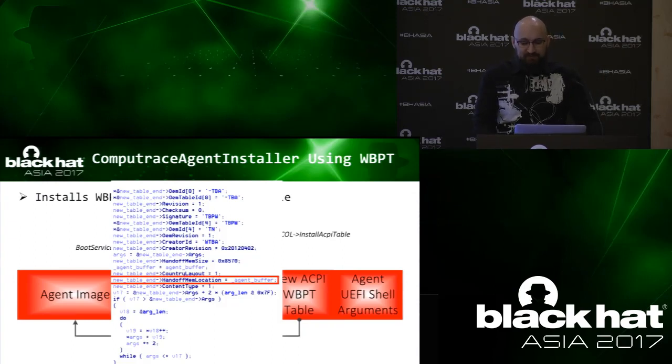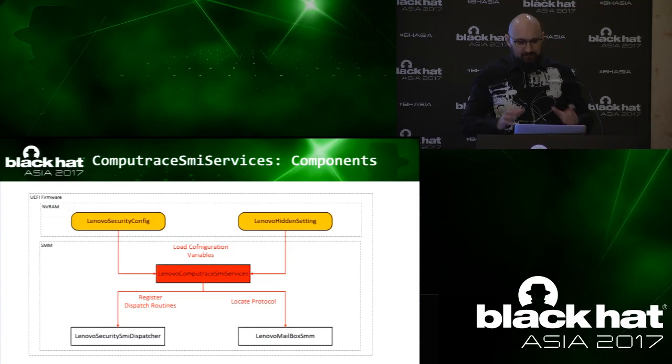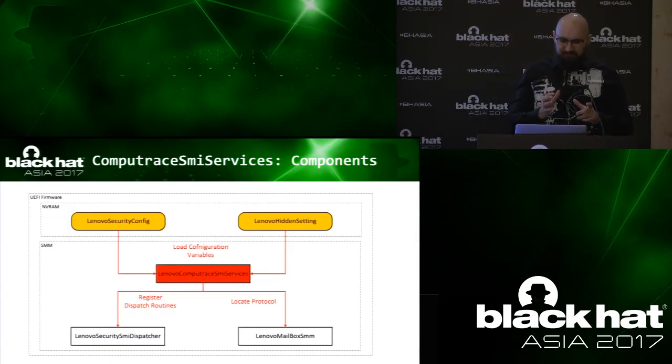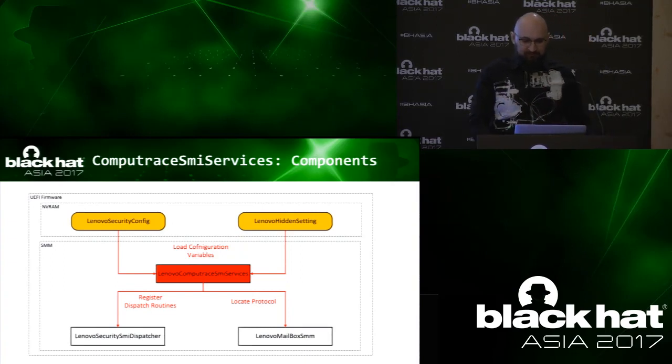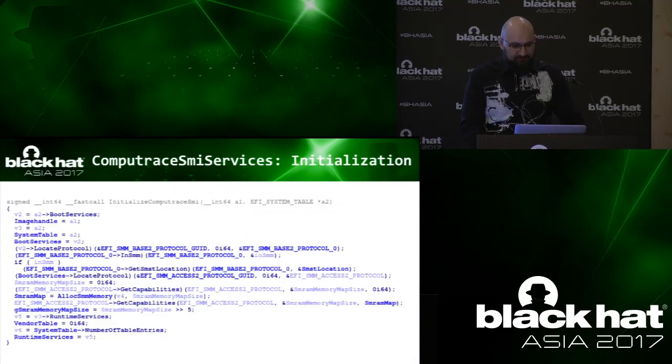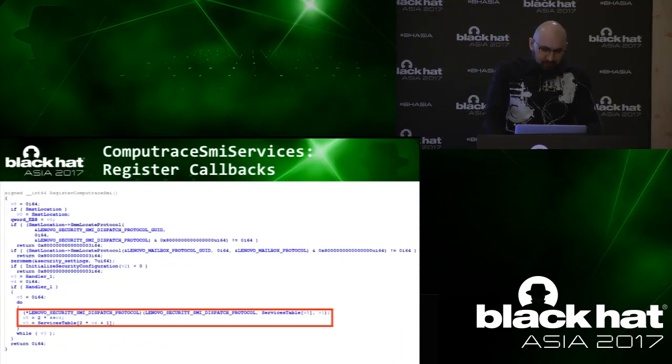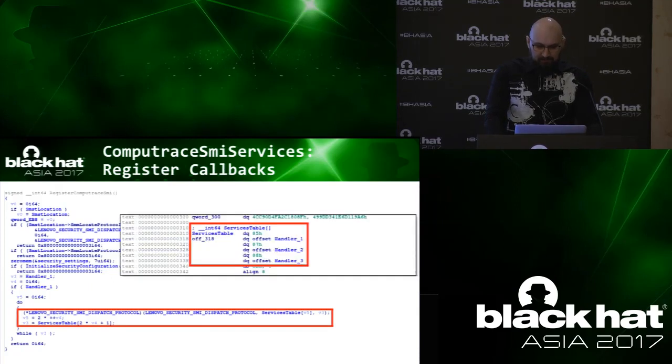Probably I will go a little bit faster because I have a lot of cool stuff for today. Actually, CompuTrace has some configuration related to the Lenovo Security Config DXE driver, also delivered through UEFI variables in NVRAM. Here is a function which is reconstructed and used for delivering and reading authenticated variables. And here you can see some specific callback functions which are not SMI handlers but are called by a specific protocol inside the DXEs.